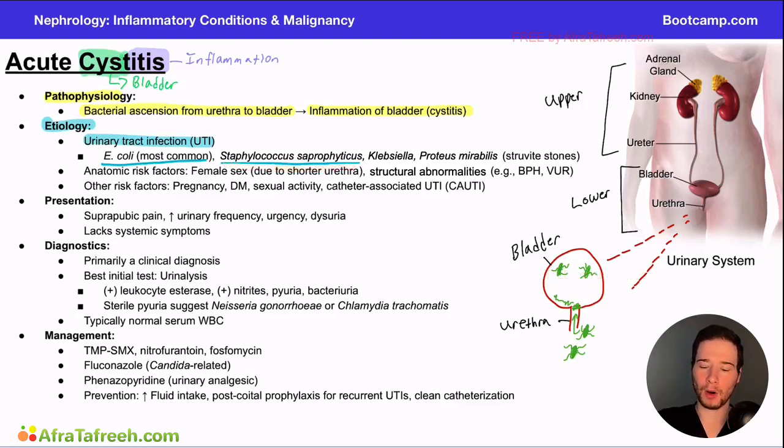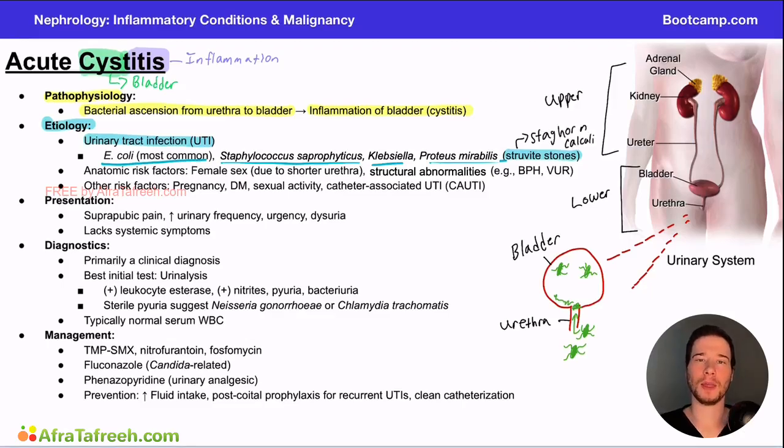However, keep in mind there are a couple other things. Klebsiella is another cause of UTI, as well as Proteus mirabilis. And the key thing here, if you remember from our previous videos, is that this will create struvite stones. Remember, these are our staghorn calculi, which are essentially giant stones that can form in the bladder themselves, which often need to be surgically removed.